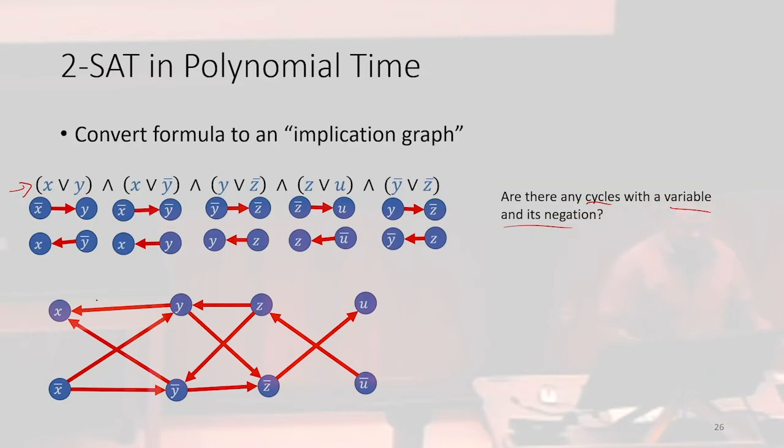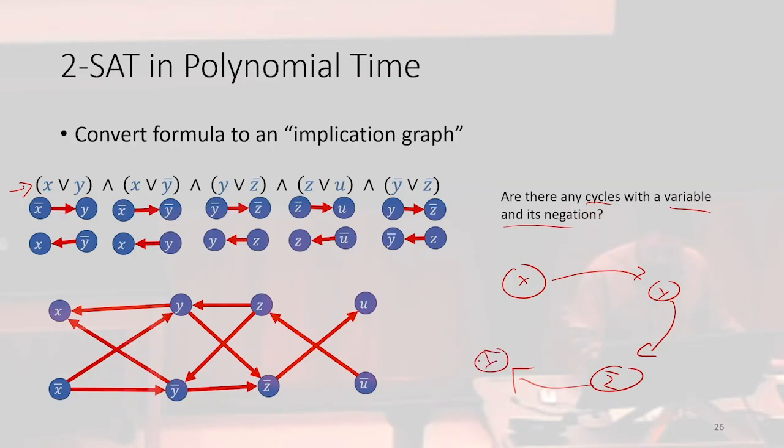Since we're reading each of these arrows as a requirement, if y requires, say, x to be true, and then x requires z to be true, and then z requires x to be false, or something like that. I need to write this down. So maybe x requires that y be true, and then y being true requires that z be false, and then z being false requires that y be false, and then y being false requires x be true. This is saying if x is true, then y is true, then z is false, then y is false. So we have this cycle that says that if ever I required y to be true, then I also required y to be false.